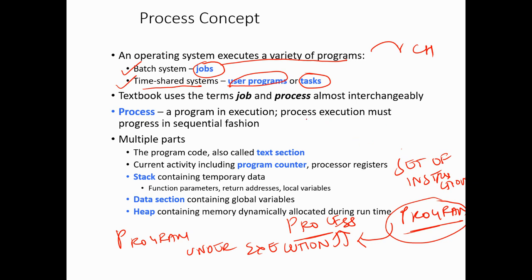The process execution must progress in a sequential fashion, that is, one after the other, right? So please try to cover those things equally. What are the multiple parts of the process? As I said, a process is a program which is under execution. The first of the multiple parts of the process is the code, the program code, which is also called the text section.